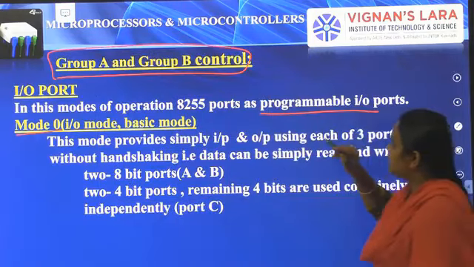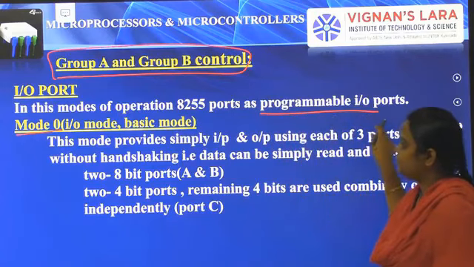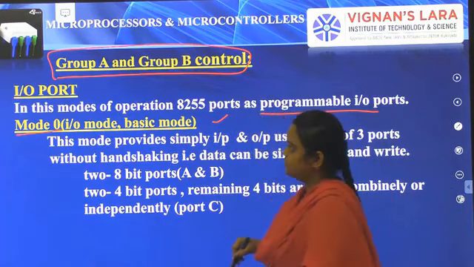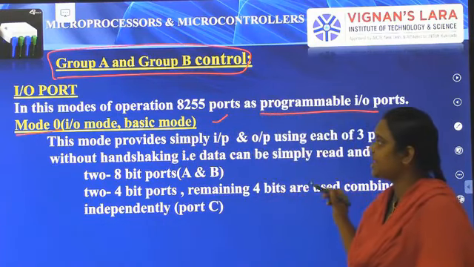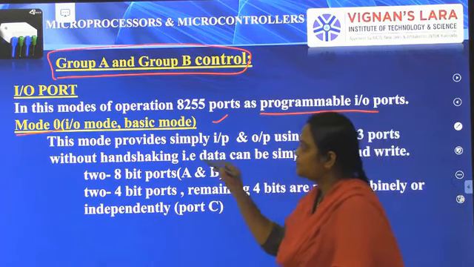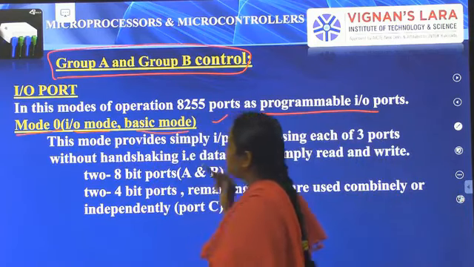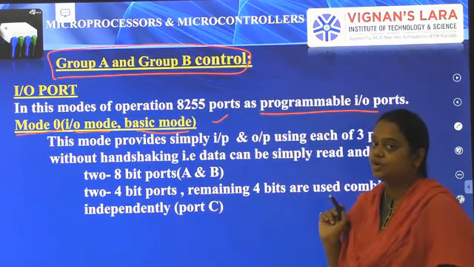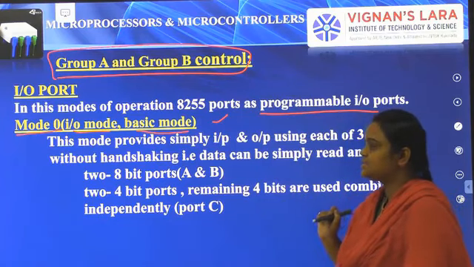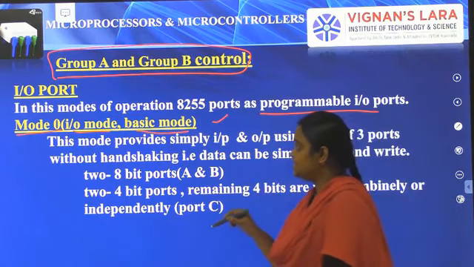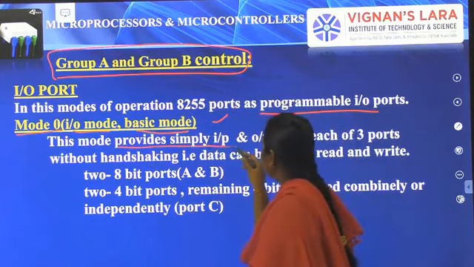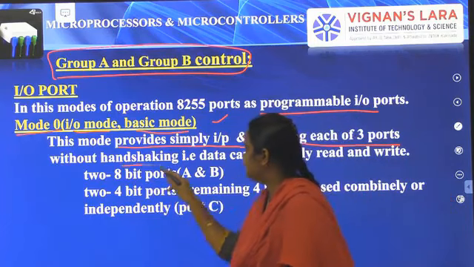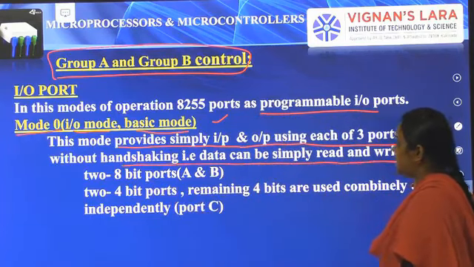So see here, the 8255 ports as programmable input and output ports. Mode 0 is the input and output mode, the basic mode. This is the modes of operation of the 8255. Why is it called the basic mode? Because this mode provides simple input and output using each of the 3 ports without handshaking. That means data can be simply read and written.